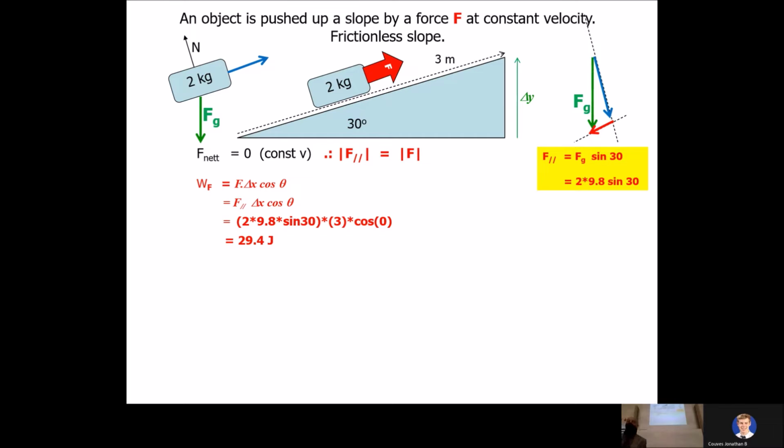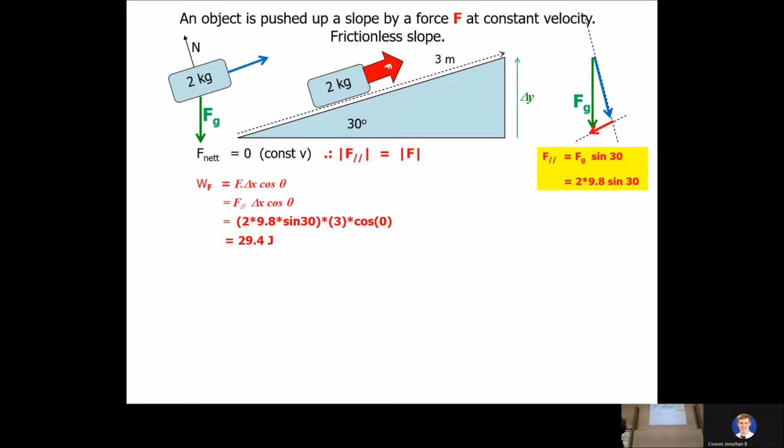So now I can work out the work done by the force F, which is one of the things you might be asked, which is F delta x cos theta. I now know that this F is going to be equal to F parallel. And I've just worked out F parallel, so I can stick F parallel in there. And it's F parallel delta x cos theta. Now, what is the theta? Is the theta 30 degrees?